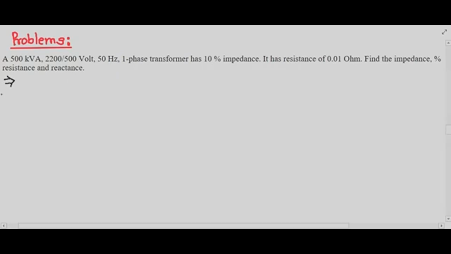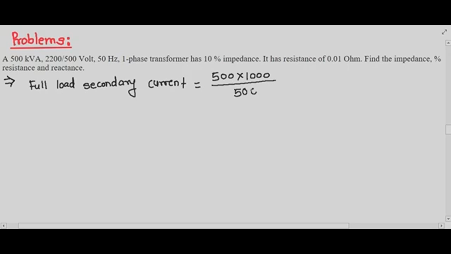So first of all, let us find out the full load secondary current, because the kVA rating is given to you. So what is the kVA rating? 500. I will convert that into volt ampere, divided by 500, that is the secondary voltage. So you will get the secondary current equals 1000 ampere. Then you have studied that.